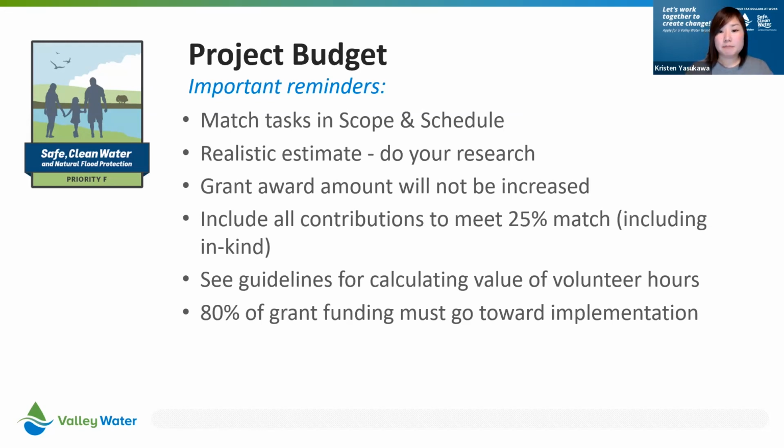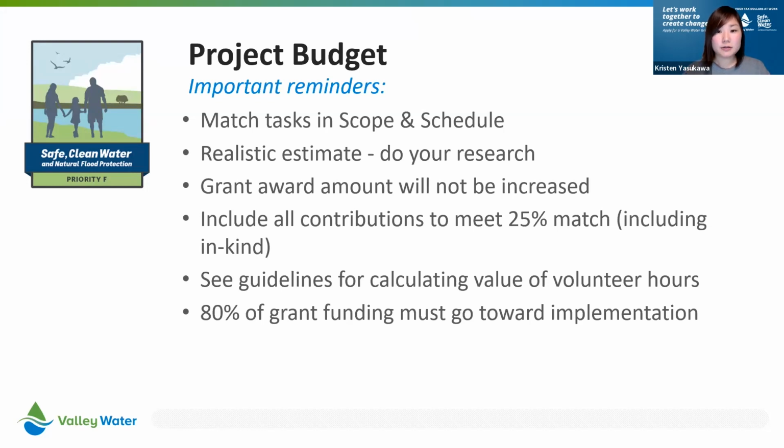And then just as a reminder as well, that for the projects, the minimum qualification for all of the project types is that at least 80% of the funding must go toward implementation or construction. So that means actually something's happening. It's not like a planning task.